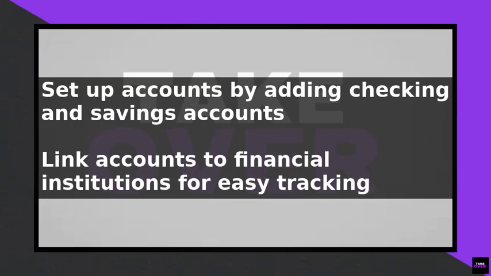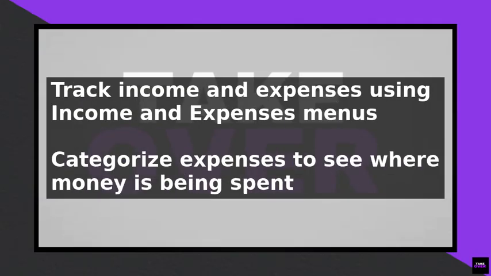Now, let's move on to tracking income and expenses. Go to the Income menu and select Add Income to record any income you receive. You can also set up scheduled income to automatically record recurring income. To track expenses, go to the Expenses menu and select Add Expense. You can categorize expenses to see where your money is going.